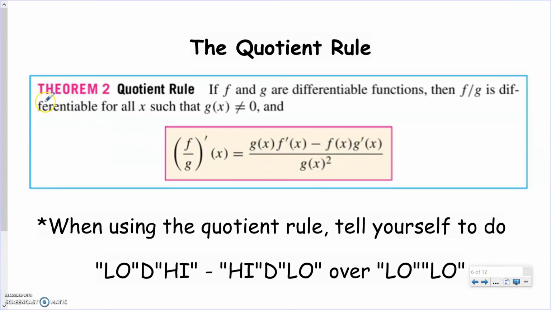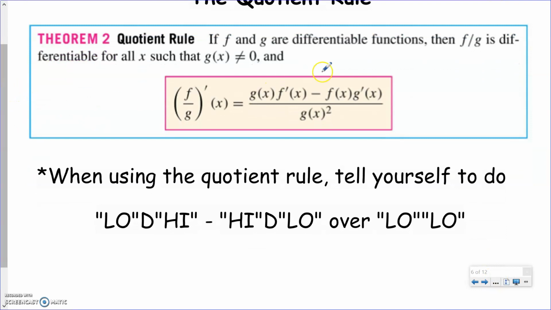Okay, the quotient rule. If you're dividing two functions and you want to find the derivative of the quotient, you can do the bottom times the derivative of the top minus the top times the derivative of the bottom over the bottom squared. When I do this, I say low d high minus high d low over low low.